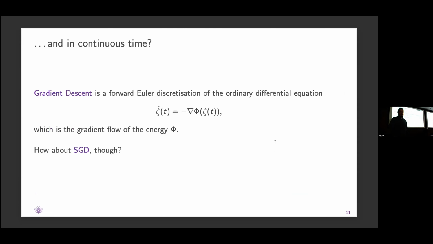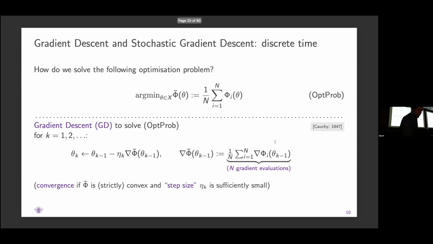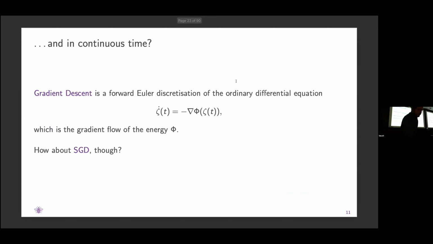Okay, how do we now get to continuous time? If we just have the method from Cauchy, just gradient descent, and we let eta go to 0, or we just look at the dynamic and let eta go to 0, what we see is this is just an Euler discretization of a certain ODE, and this ODE is a so-called gradient flow. So that's just the ODE: theta dot is equal to minus the gradient of phi of theta.